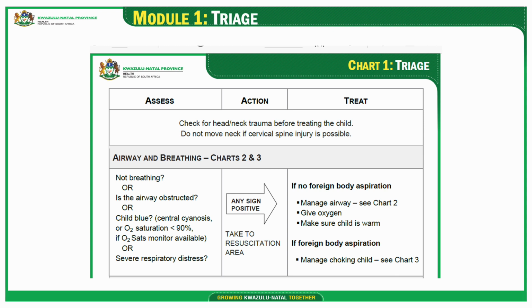We would then manage the child according to whether or not we suspect a foreign body aspiration. This can be found on Chart 2, which is managing the airway, or Chart 3, which is managing a choking child.